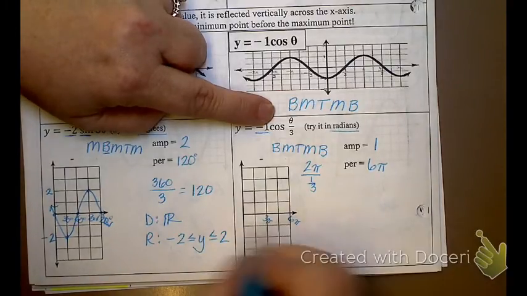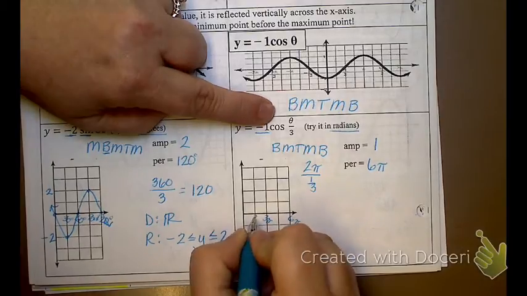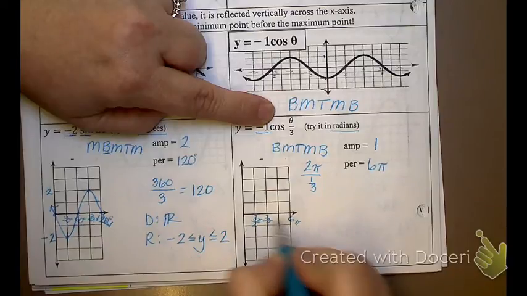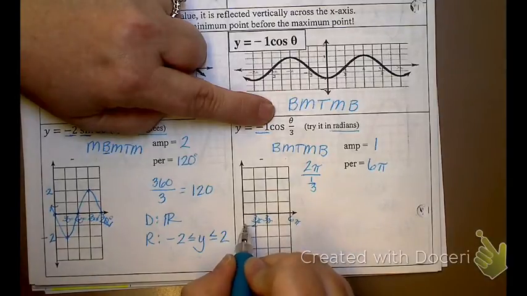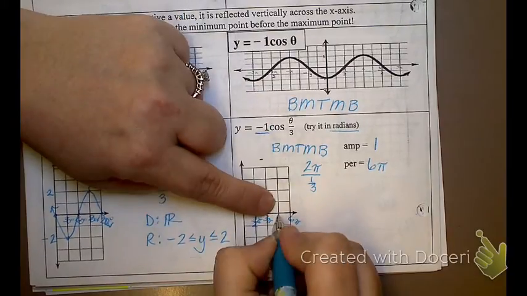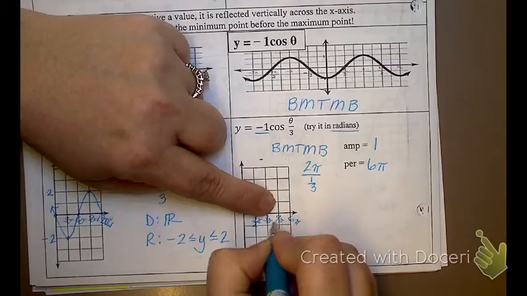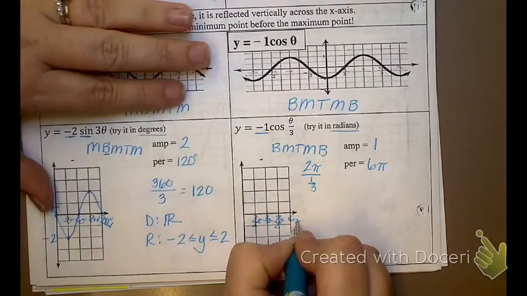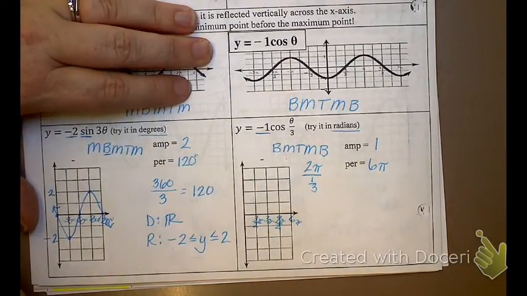Halfway between 1 and 3 would be 3 pi over 2. And halfway between 3 and 6, or if I wanted to think about it as counting by 3 halves, this is 3 halves, 6 halves, 9 halves, so 9 pi over 2, and then 6 pi. That would be 12 halves. So there's my values there.